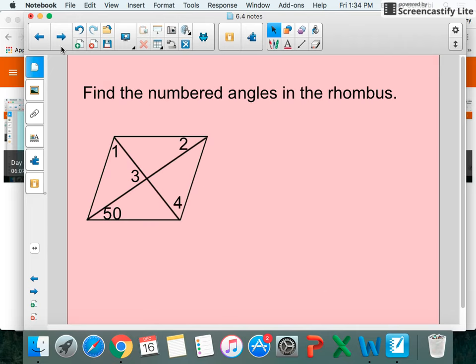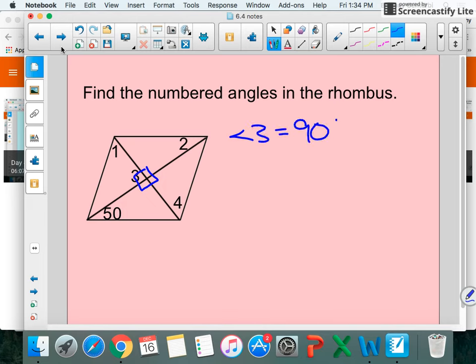So if we look at some example problems for these, we're going to have to find the number in the rhombus. So first, when we look at the rhombus, we know that the diagonals are perpendicular to each other. So that means that I get these 4 right angles here. So that automatically tells me that angle 3 equals 90 degrees. And from there, I'm going to have to figure out what all of the other angles are.